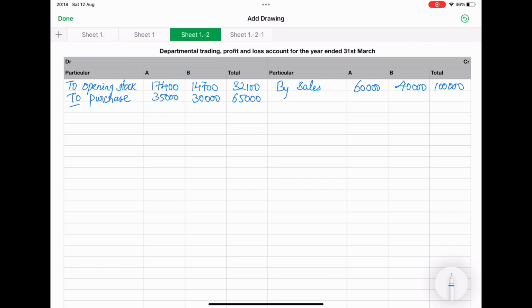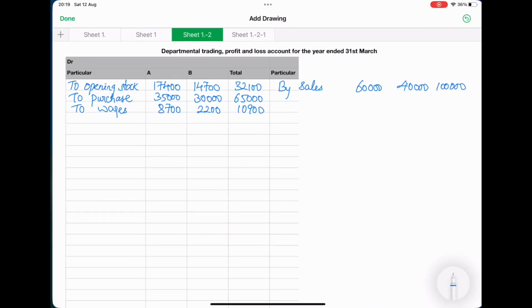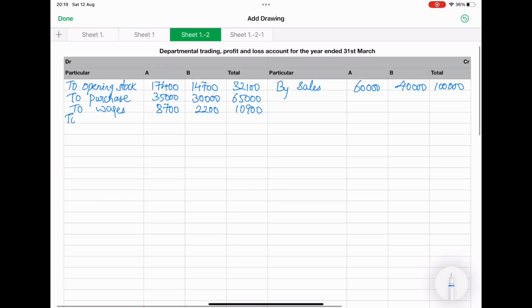Next, they have given wages. Wages is an expense, so we write it on the debit side. Already we have calculated how much we got: 8,700, 2,200, total 10,900. Next, we have the expenditure called carriage inward. You have to look at the question for all items mentioned as trading account; all those items should be included in trading. Yes, we have carriage inward. Carriage inward is related to the trading account. To carriage inward.